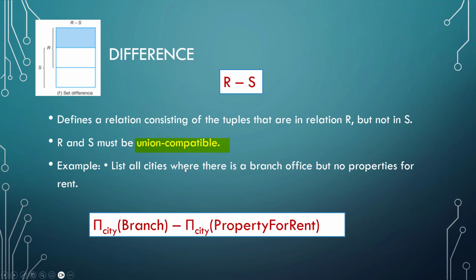And here's an example. List all cities where there's a branch office but no properties for rent. So here is all cities with a branch office. And then we're going to pull all cities with property for rent. And if there's a city here that doesn't have a city in here, then that's going to return. That will be part of the results.